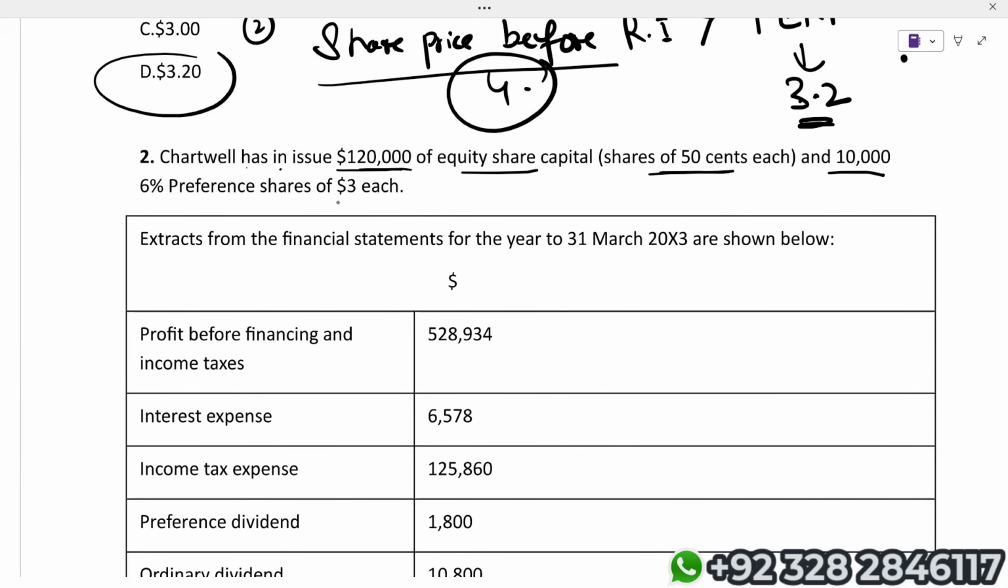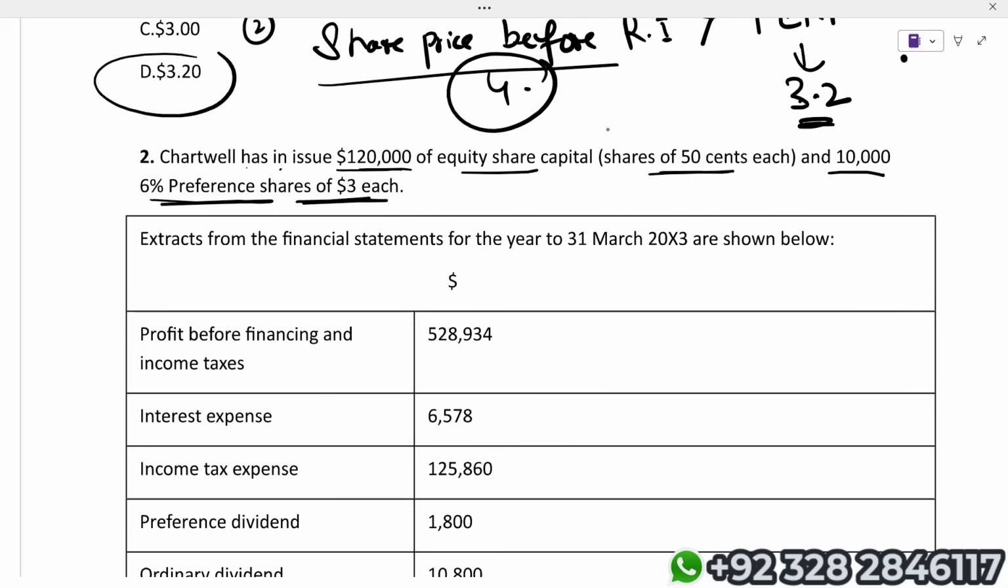10,000 6% preference shares. And each preference share has a par value of, let's say, $3. I have one question, students. Whenever you are solving a question on IAS 33, if your examiner just writes preference shares and does not mention anything else, like in this question, will you treat these preference shares as redeemable or irredeemable?